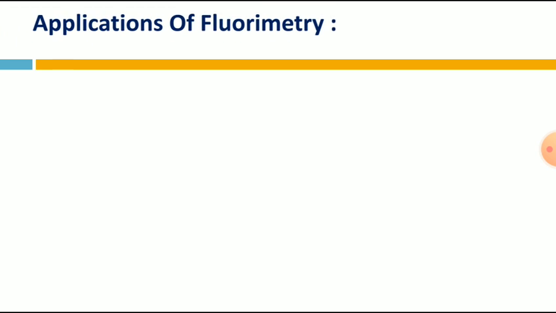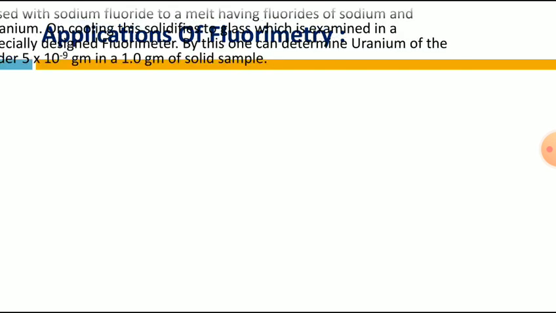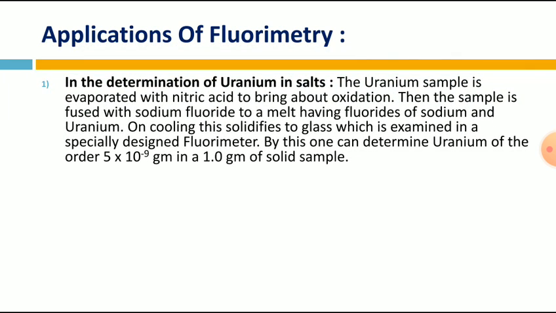Now we will see the applications of fluorimetry. There are a total of 5 applications of this fluorimetry. First is the determination of uranium in salts.